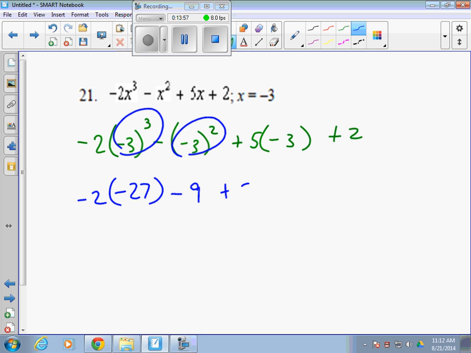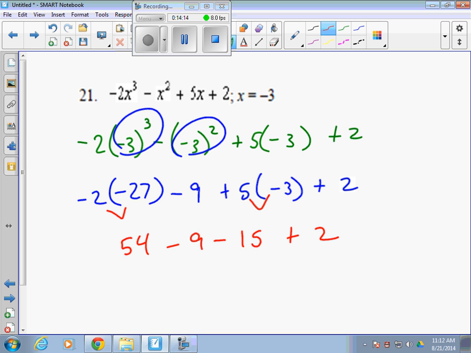I'll just copy the rest down and we'll do it all in one step to where nobody gets confused. Do your multiplication at this step. Negative 2 times negative 27 is going to be a positive 54. Minus 9, 5 times negative 3 is going to be a negative 15 plus 2. Then do your addition and subtraction to finish it up. 54 minus 9 is going to be 45. 45 minus 15 is going to be 30. And 30 plus 2 is going to be 32 to finish it up.